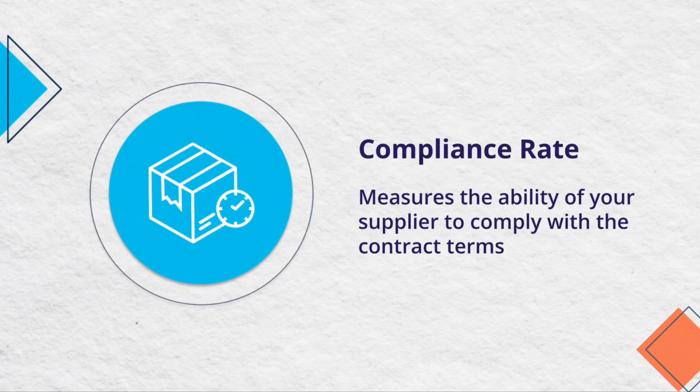The second variable is the compliance rate. The compliance rate measures the ability of your supplier to comply with the contract terms. Measuring your supplier's ability to comply with the contract will let you know the extent to which the suppliers can perform according to what they promised.